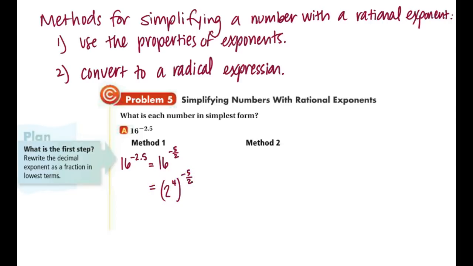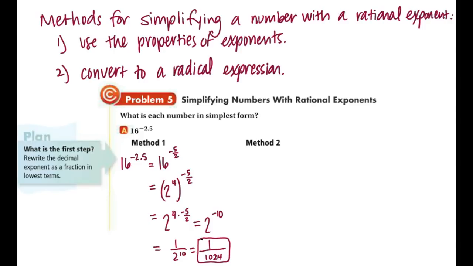Because I'm raising a power to another power, I can multiply these numbers. So 2 to the 4th times negative 5/2. That is equal to 2 to the negative 10. We can rewrite that as 1 over 2 to the positive 10 power, and 2 to the positive 10 is equal to 1024, so that means 16 to the negative 2.5 power is equal to 1 over 1024. So the first method that we just used was using the properties of exponents.